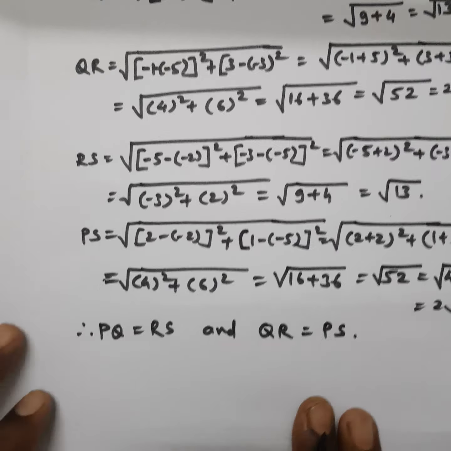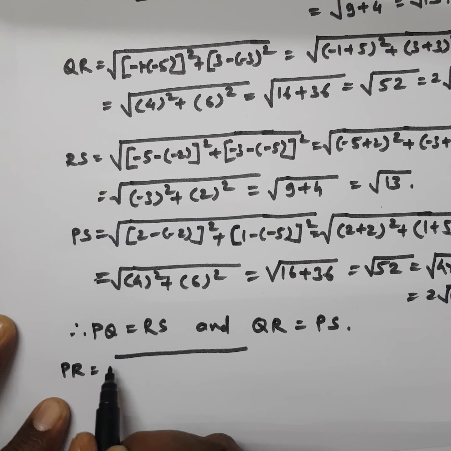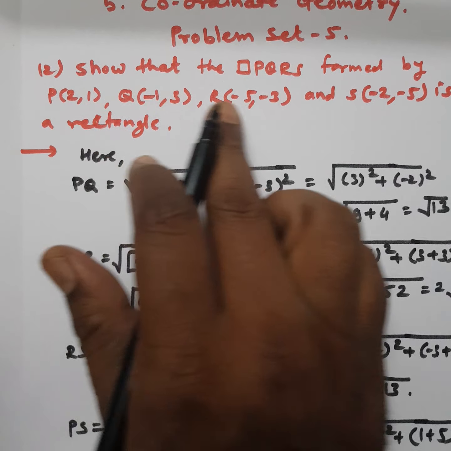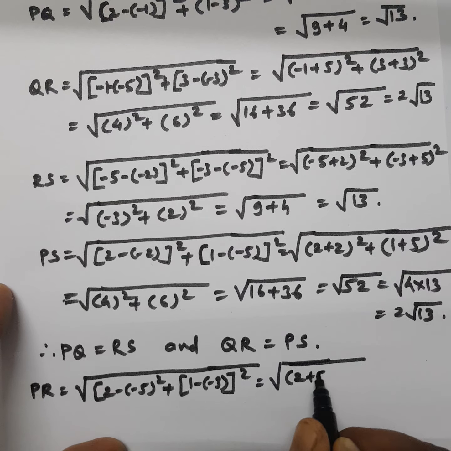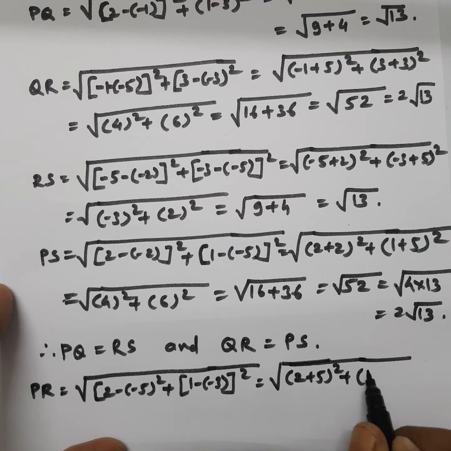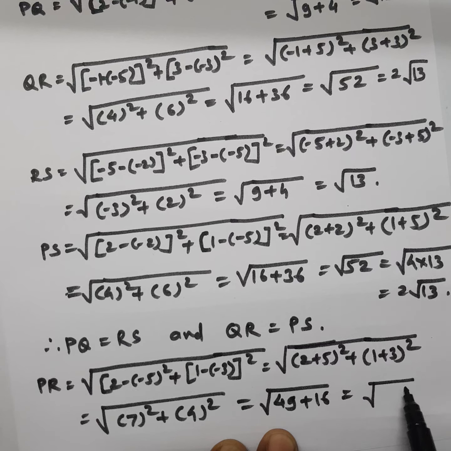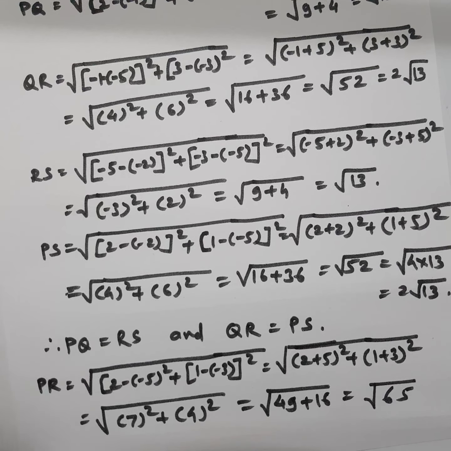Therefore, the first diagonal is PR. PR is equal to the square root of (2 minus 5) square plus (1 minus 3) square, is equal to, 2 minus -5 means 2 plus 5 square plus 1 plus 3 square, is equal to 7 square plus 4 square, is equal to 49 plus 16, is equal to root 65.